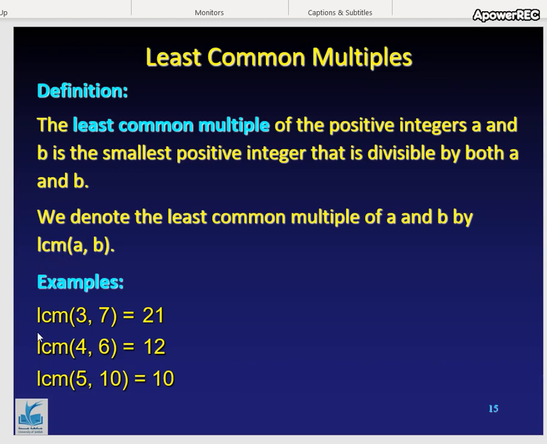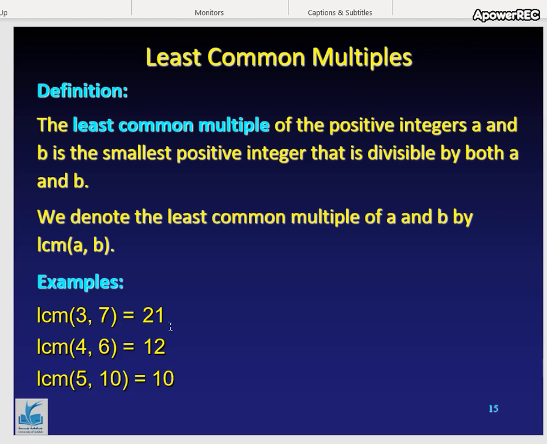Here we have examples of the least common multiple. The least common multiple of 3 and 7, which are two prime numbers, is actually the product of the two numbers. Why? Because if you read the tables of 3 and 7, the first time they have something in common is when the multiple is 21. For example, 3 times 7 is 21 and 7 times 3 is 21. The tables of 3 and 7 have nothing in common before that entry. So that's why the smallest common multiple between them is 21.